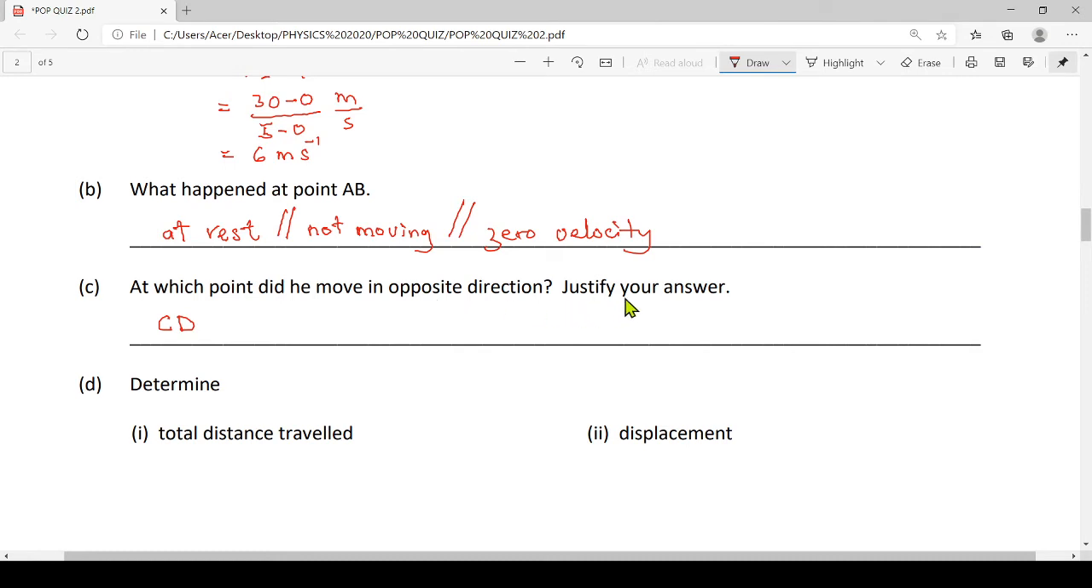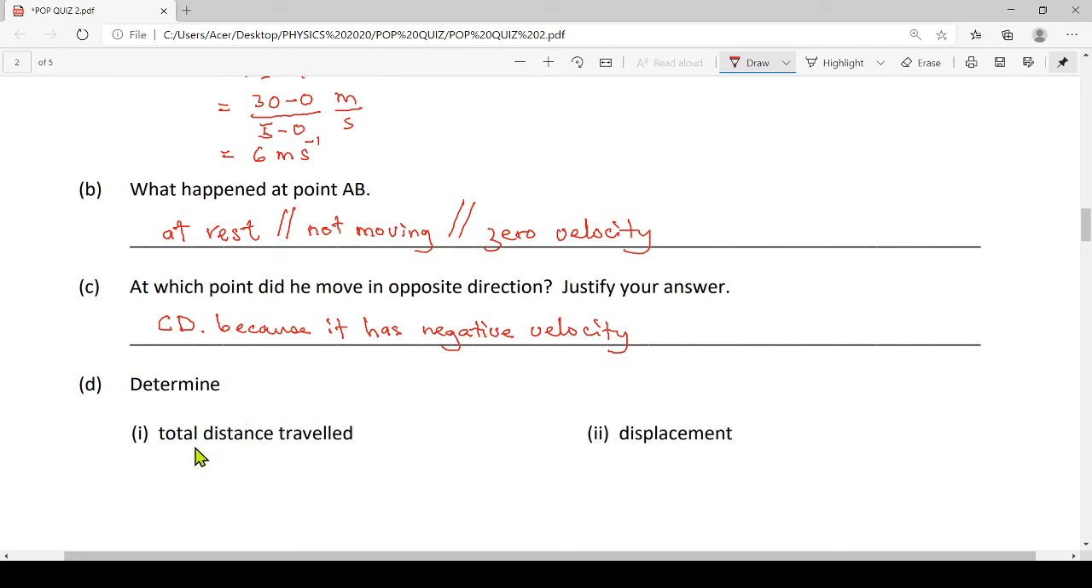And then justify your answer. What's your reason? Why is CD the answer? Because it has negative velocity. So here it is going backward.